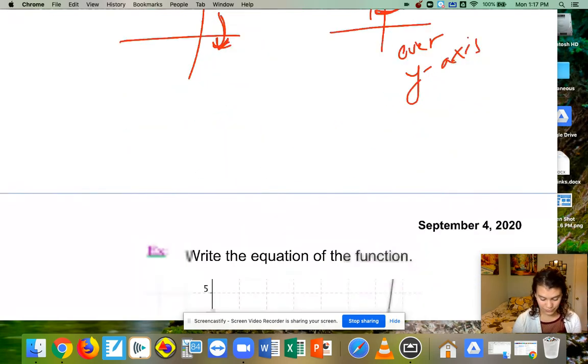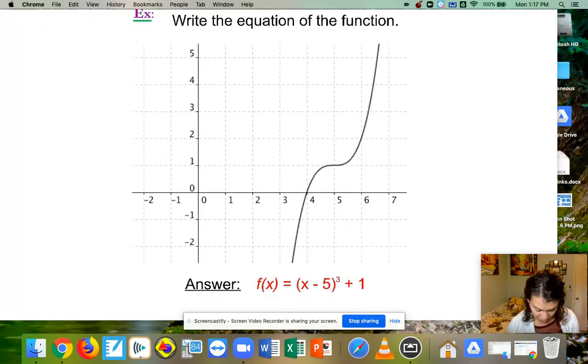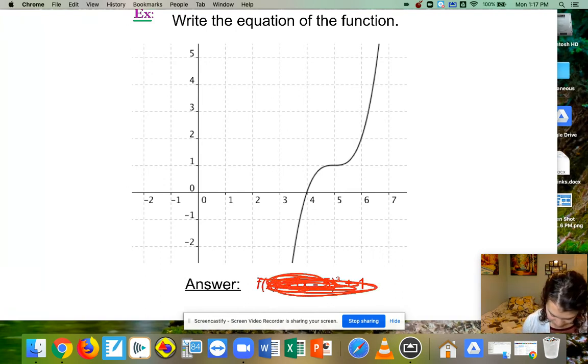Quick review. Here's some examples. So we have this function, and I'm going to scribble this out right here. So we want to write the function. So you want to decide, well, what is this to begin with? What does it look like? Is it an x squared? Is it an x cubed? Go back to your 12 basic functions from 1.3. This is an x cubed basic function.